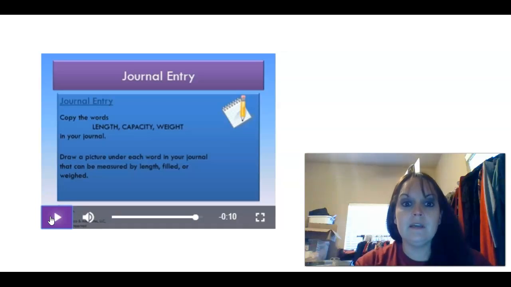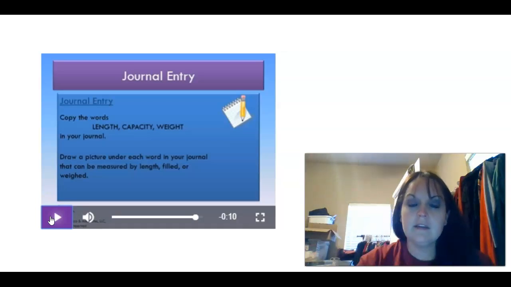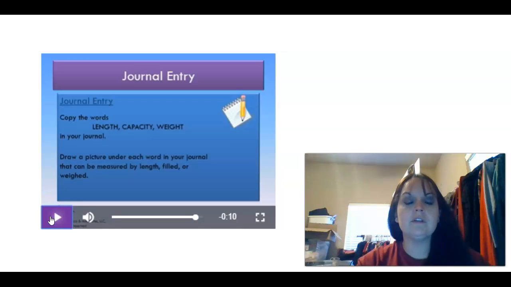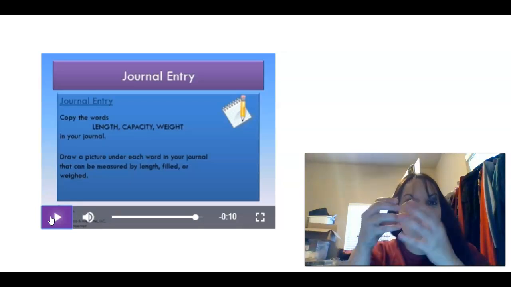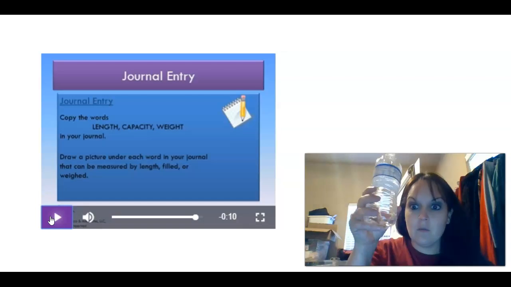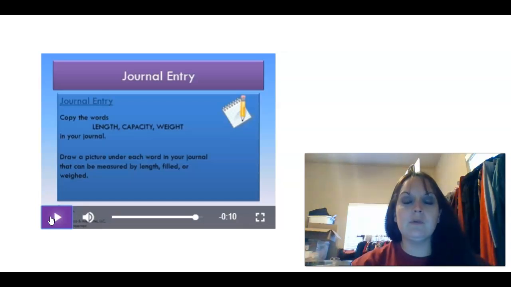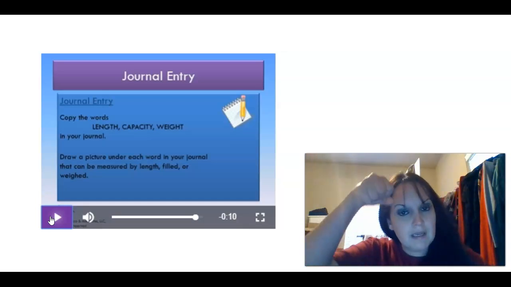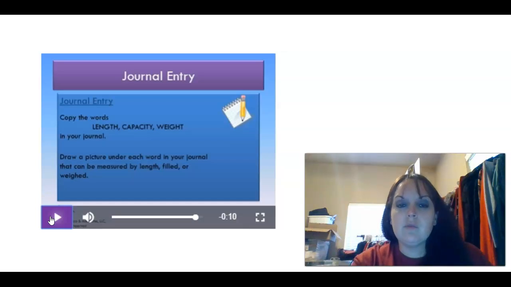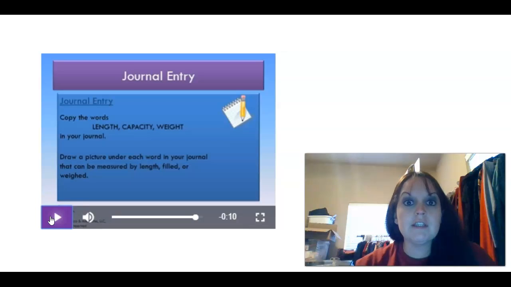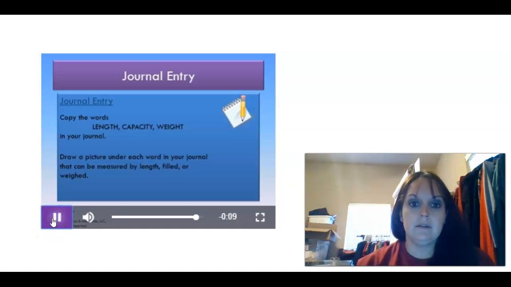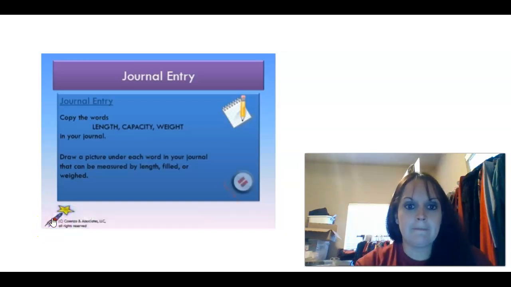Something that can be measured for length, something that can be filled, so that would be capacity. So a cup or maybe a water bottle, something that you would use to fill, like a bucket. And then something that you would measure the weight of. So you're going to draw just a picture of it. And you can pause Miss Garza's video as well to do that. Pause the video while you do so.